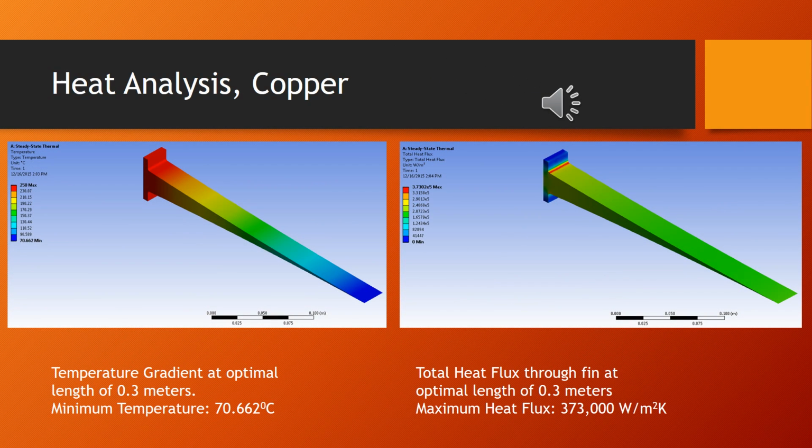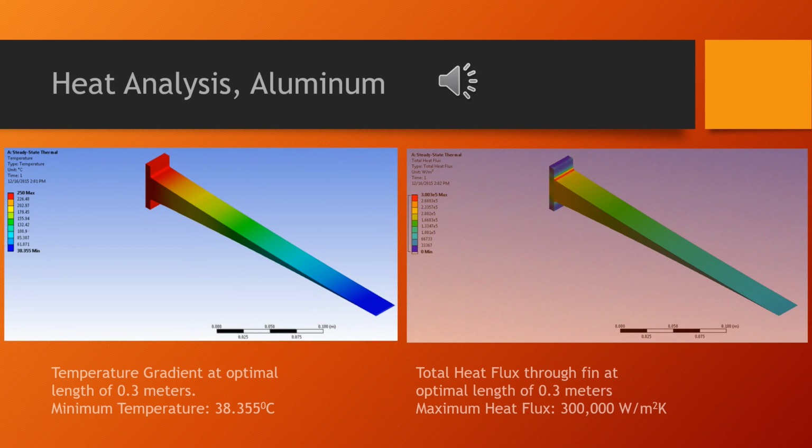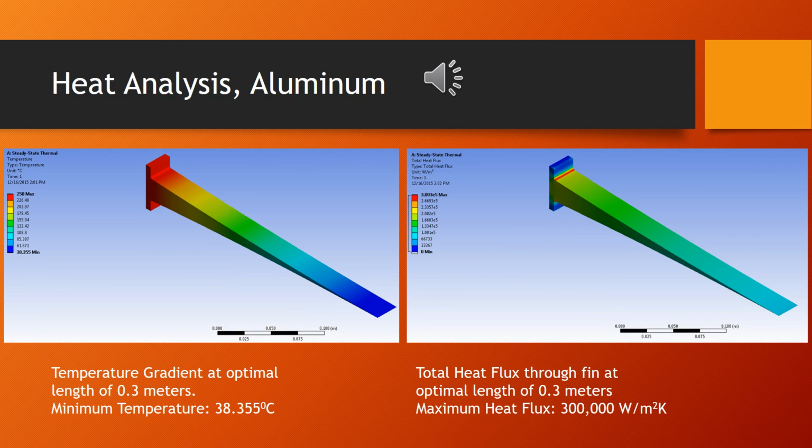For the copper fin, we achieved a minimum temperature of 70.66 degrees Celsius and total heat flux of 373,000 watts per meter squared Kelvin at our optimal length. For the aluminum fin, we achieved a minimum temperature of 38.35 degrees Celsius and a max heat flux of 300,000 watts per meter squared Kelvin at our optimal length.